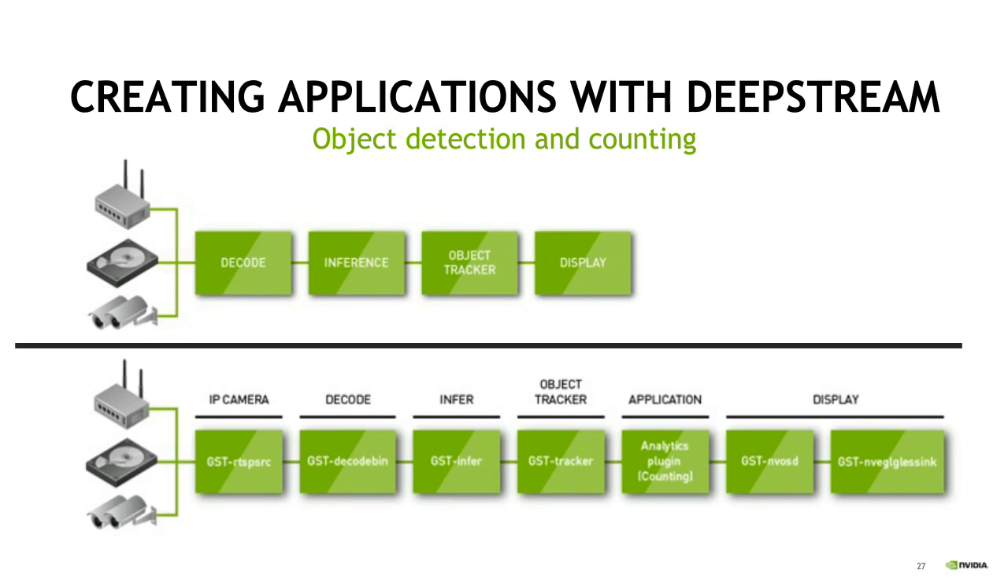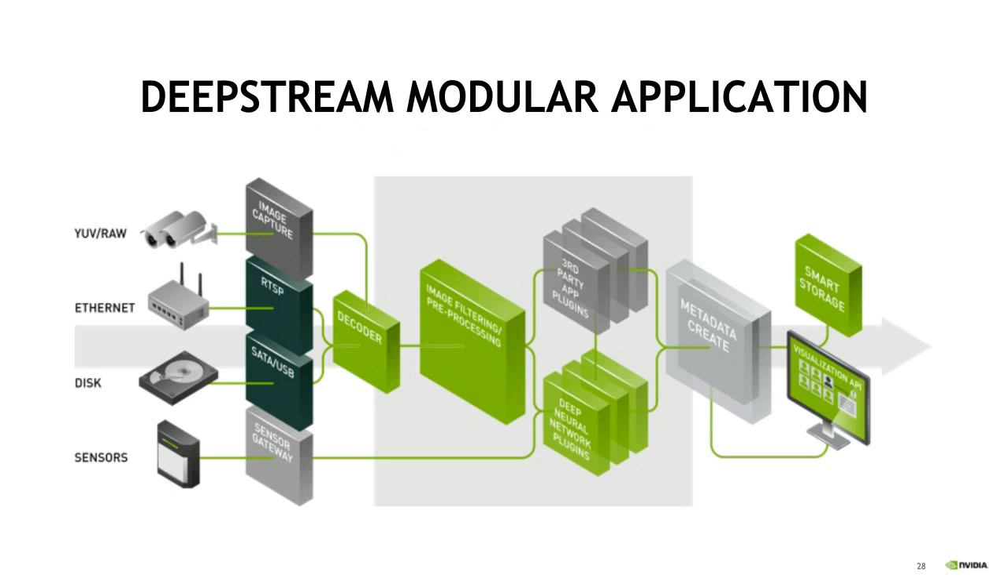Lastly, let's look at a fully modular application based on DeepStream. On the input side, raw or uncompressed video can be streamed from cameras and leverage the Jetson image processing capabilities to convert to YUV data. We discussed bringing in encoded streams from IP cameras, but that can also be previously stored video. Other non-video sensor data can be brought in as well.